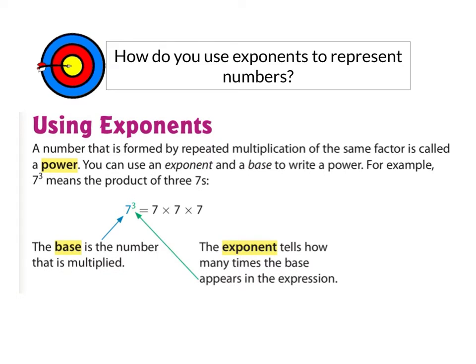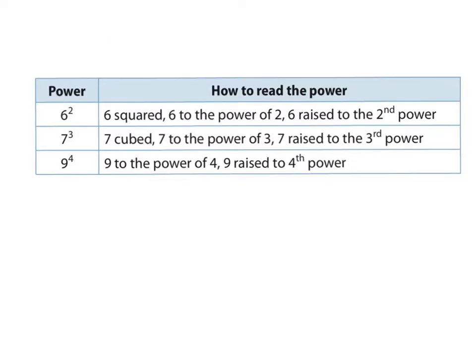So again, 7 to the third power equals 7 times 7 times 7. The base is the number that is multiplied. That's the big number. And the exponent tells how many times the base appears in the expression. So we see the exponent 3, so we have the base 1, 2, 3 times.